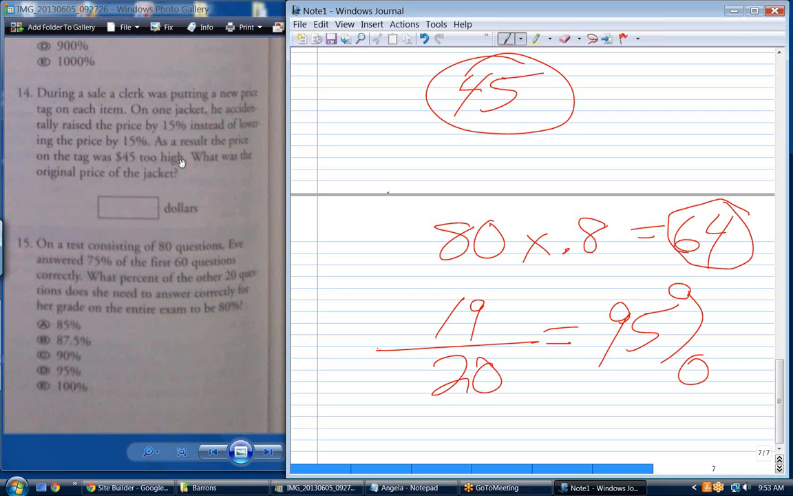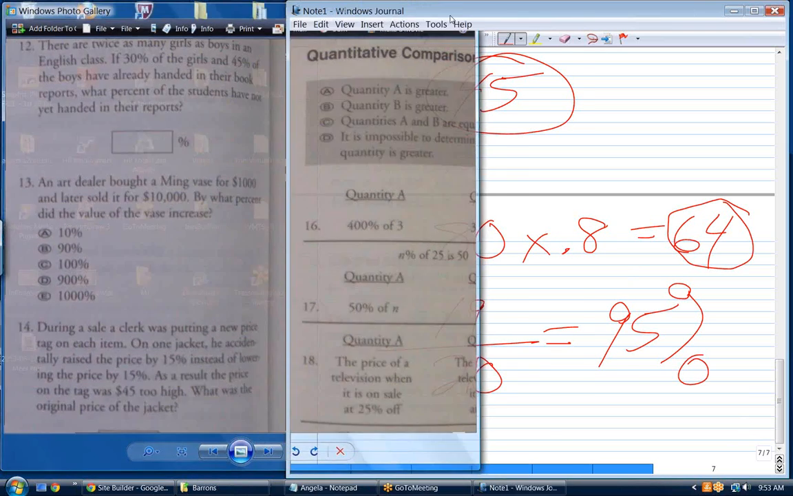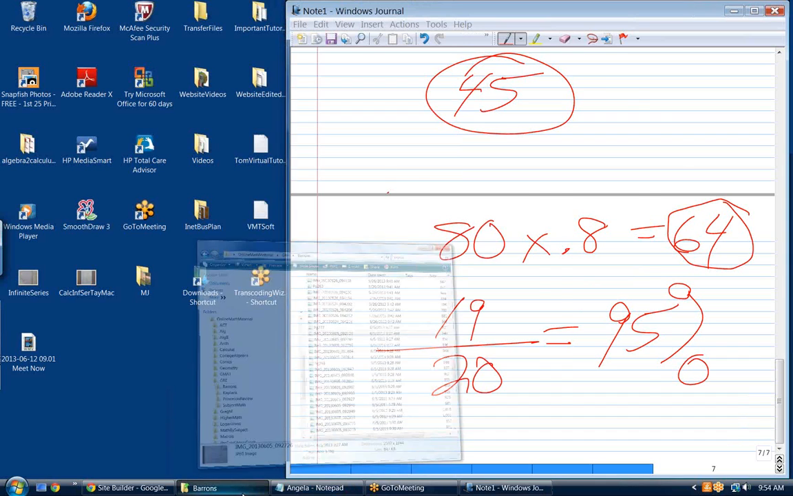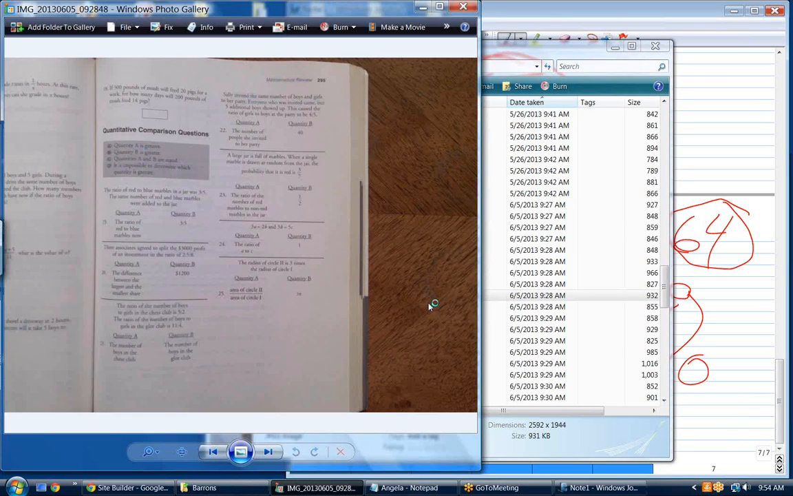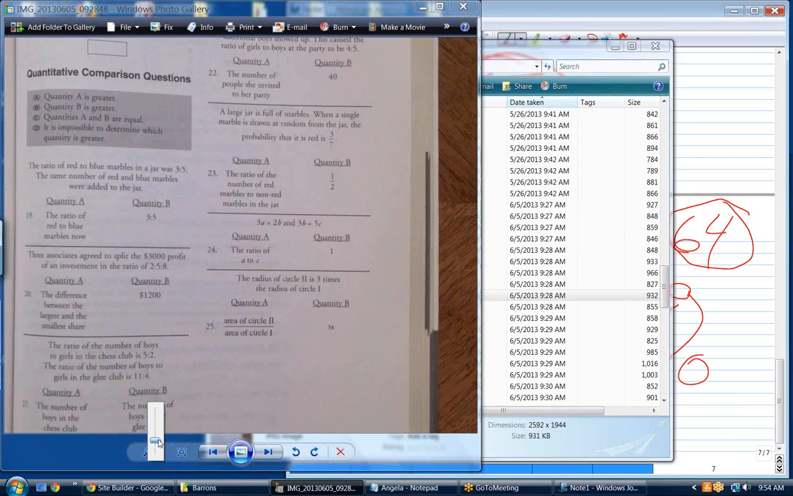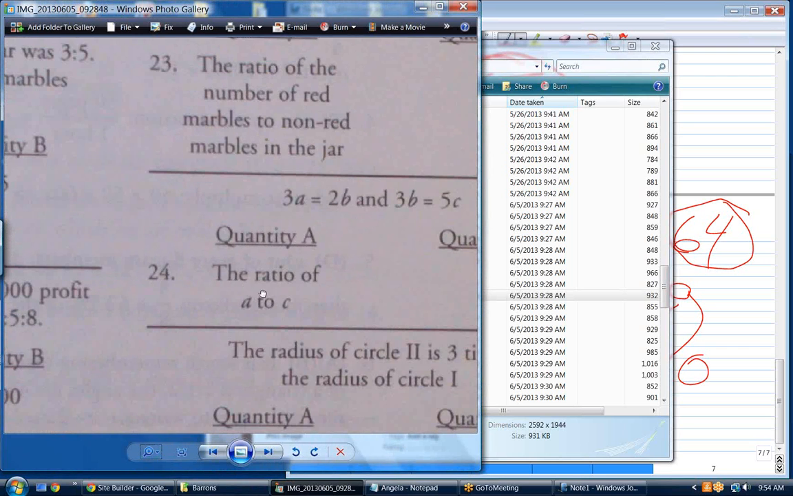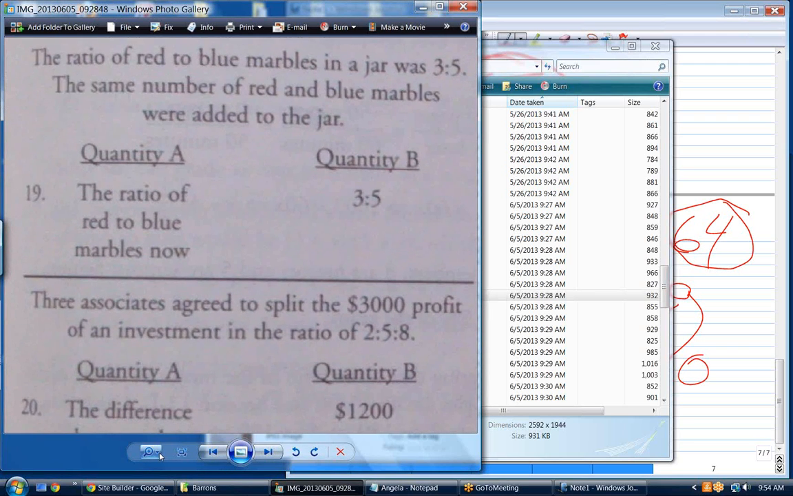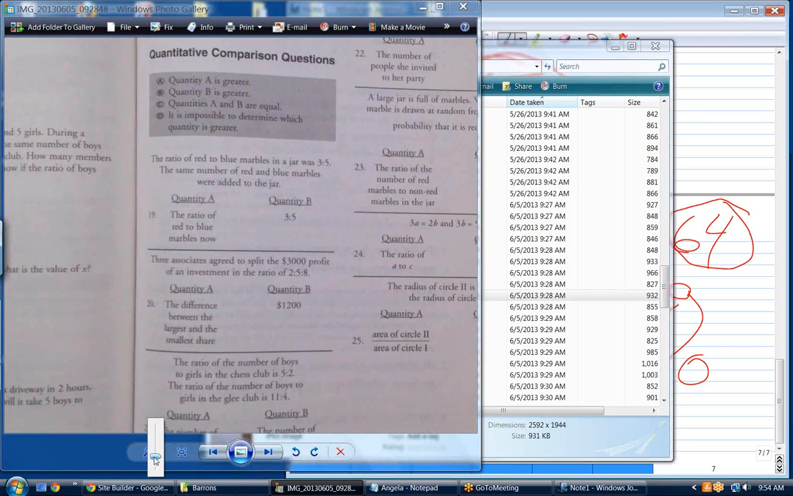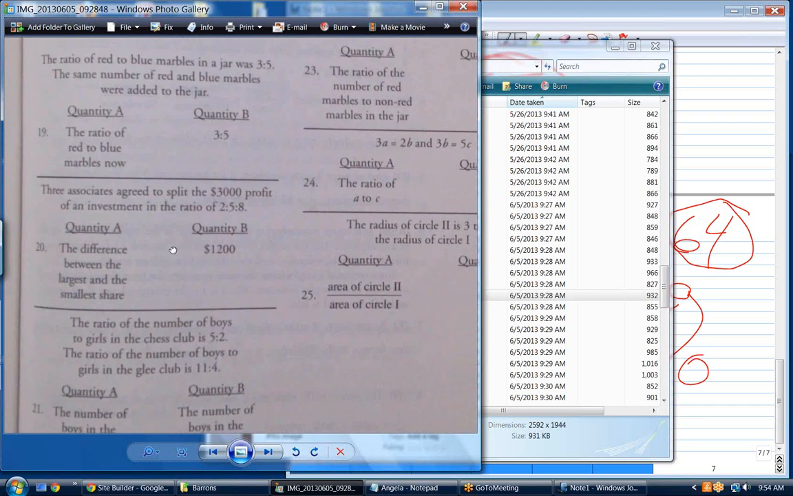All right, let me go to the next page. I think I need it quite that big. Can you read that? Yes. Okay.